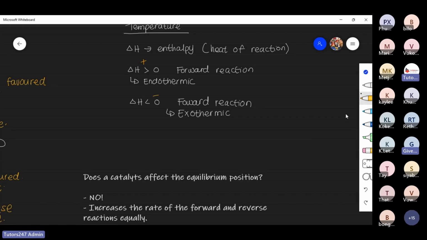Or alternatively, as students do best, you can just cram it. So, first piece of important information, if you increase the temperature, this is going to favor the endothermic reaction. If you decrease the temperature, that is then going to favor the exothermic reaction.